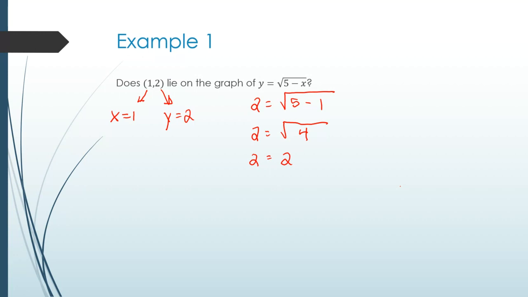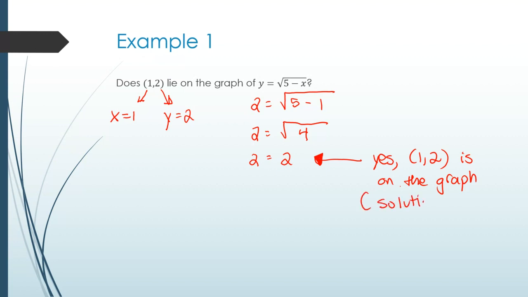So we end up with 2 equals 2. Getting the same thing on both sides, that is a true statement. So that tells us that yes, (1, 2) is on the graph, because we got something that's true. If it was not on the graph, you would get something that's false. And so it is a solution to that equation.